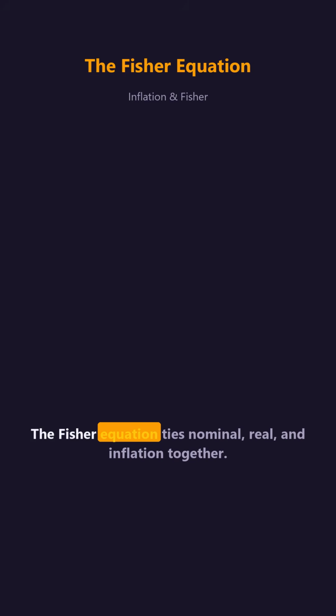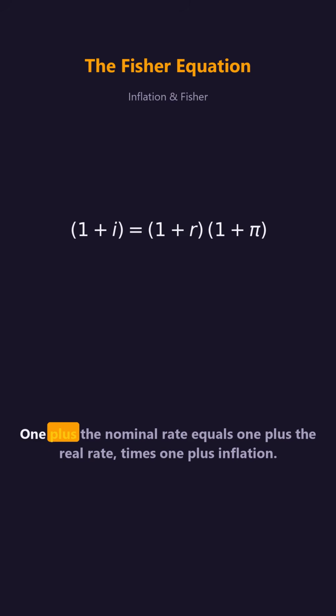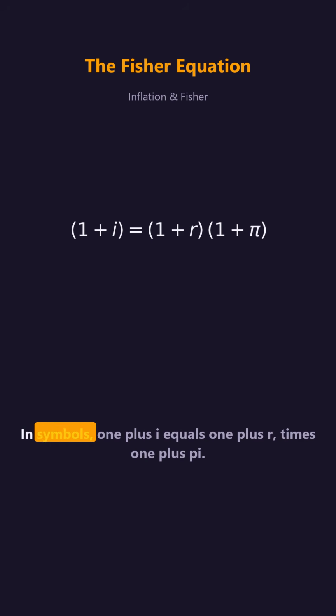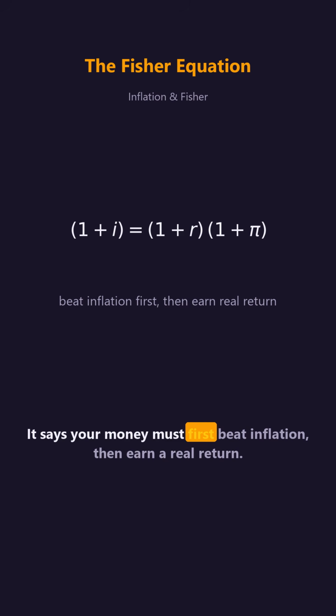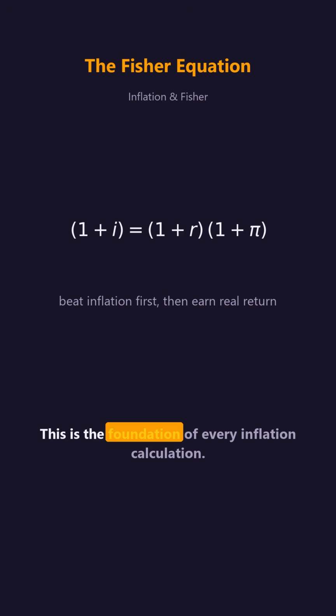The Fisher equation ties nominal, real, and inflation together. 1 plus the nominal rate equals 1 plus the real rate, times 1 plus inflation. In symbols, 1 plus I equals 1 plus R, times 1 plus pi. It says your money must first beat inflation, then earn a real return. This is the foundation of every inflation calculation.